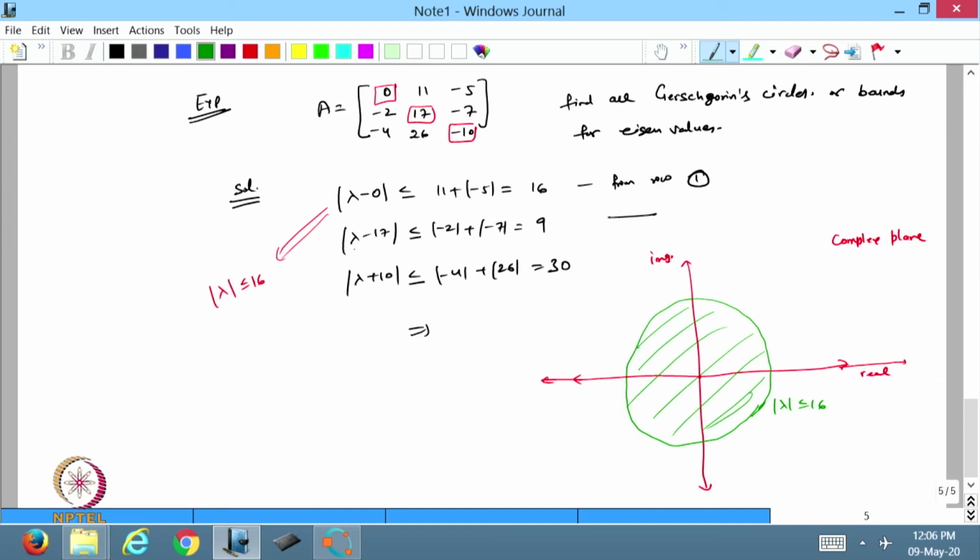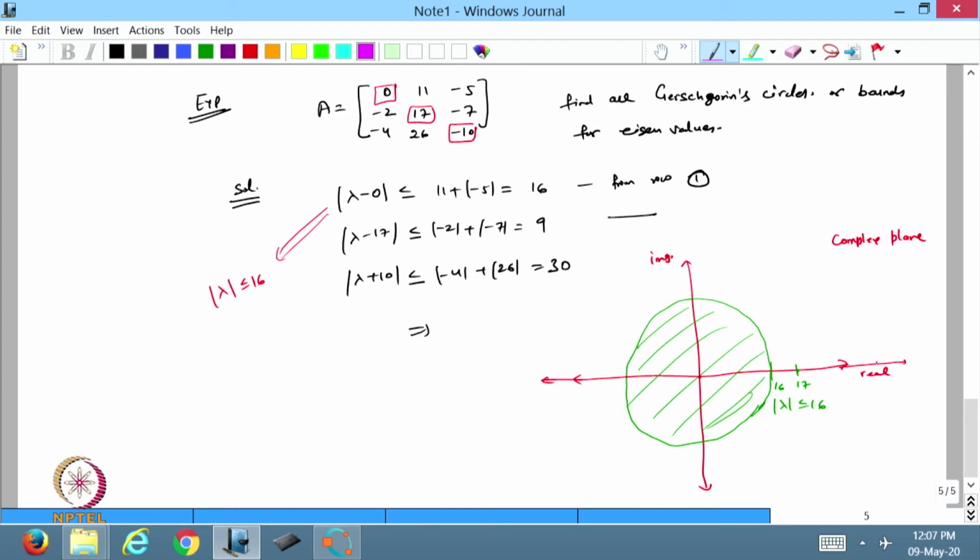Now, the second one is that lambda minus 17 is less than or equal to 9. So, this is going up to 16. Now, I have to choose 17. So, suppose this is 17. I will take this as a center now, and I will take a circle of radius 9. So, 17, and it will go up to 9.